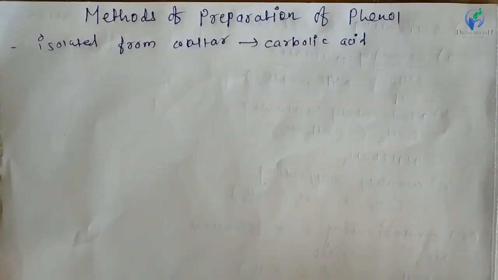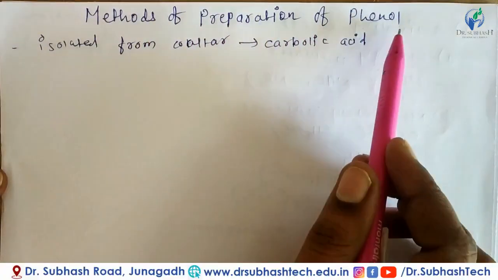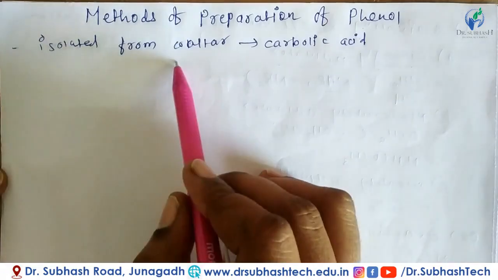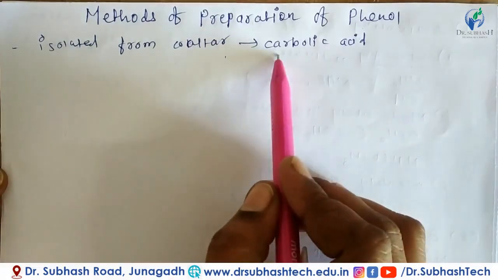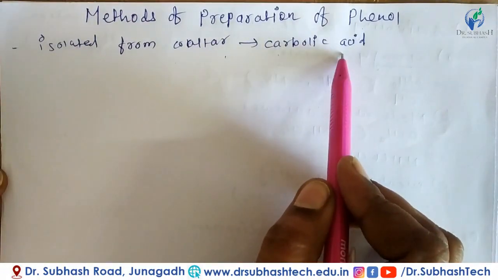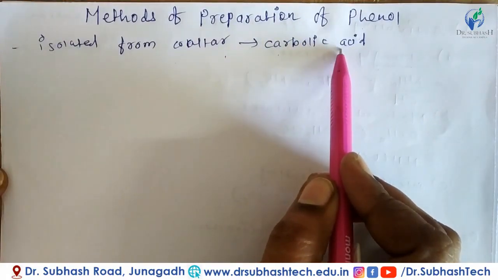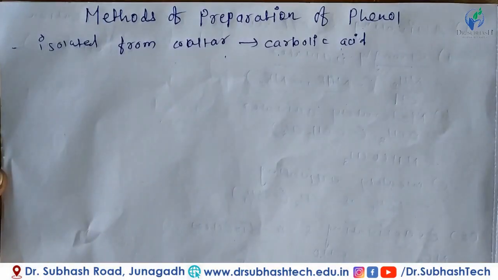Hello everyone. Today I am going to discuss methods of preparation of phenol. First, phenol was isolated from coal tar and is known as carbolic acid. Right? Phenol is also known as carbolic acid. Nowadays, phenol can be prepared by using different synthetic procedures. Here we discuss some common methods which are employed for the preparation of phenols.